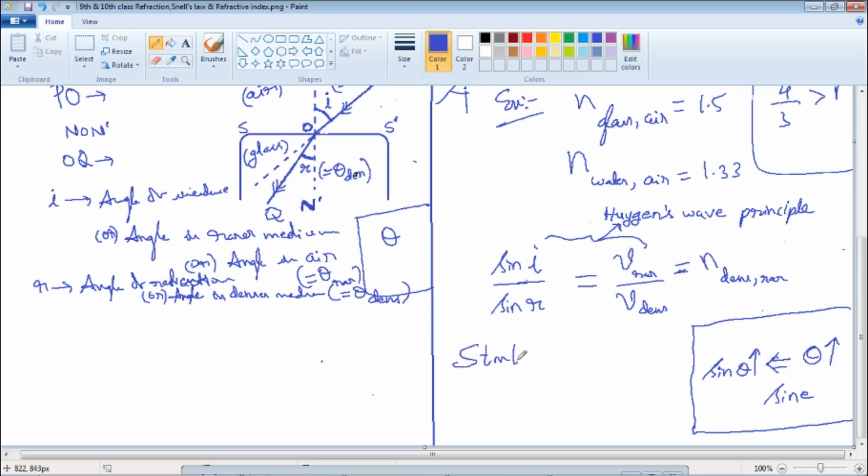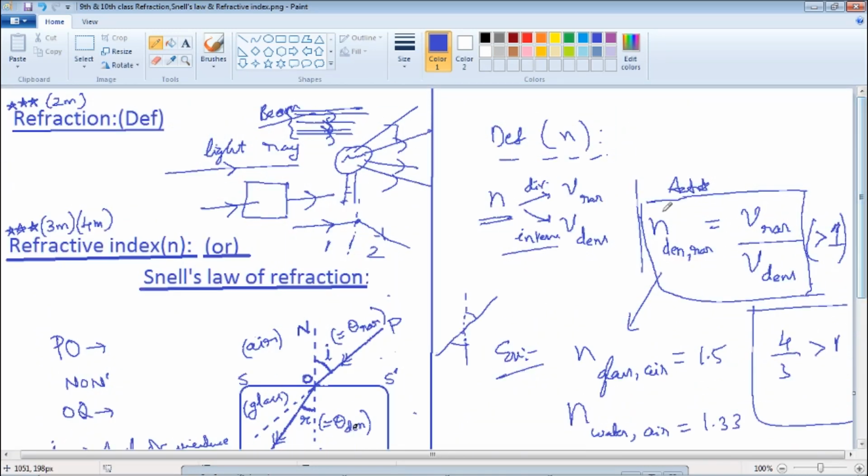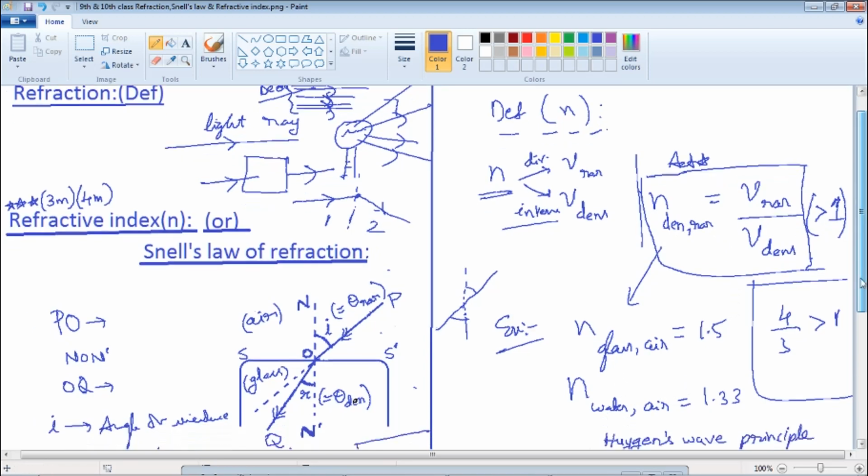See here, I'm just writing. So already we have seen earlier, this is the definition of the refractive index, n. So really we are considering the refractive index of the denser medium with respect to the rarer. The general symbol for refractive index is simply n, because it's usually considered for a denser medium with respect to a rarer medium. That's why we must say which is the denser and which is the rarer medium. For example, glass with respect to air, or water with respect to air, like that it should be mentioned more clearly.